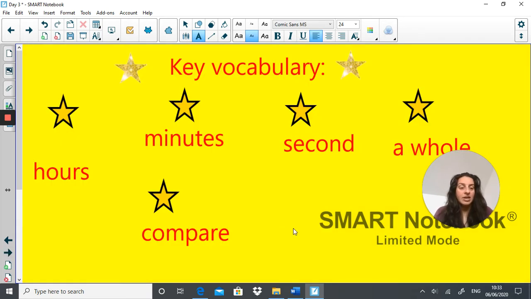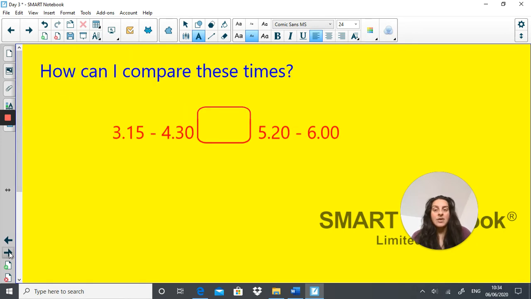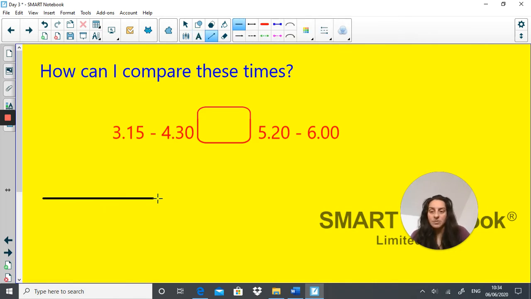So our key vocabulary, same as it has been all week: hours, minutes, seconds, a whole, and compare. So how would I compare these times? So pause the video and compare these times. Off you go. So you're comparing 3:15 to 4:30, okay, use a number line for this. This is a bit of a complicated one, I think. So your number line would be here and here.